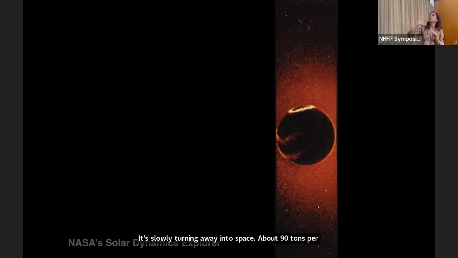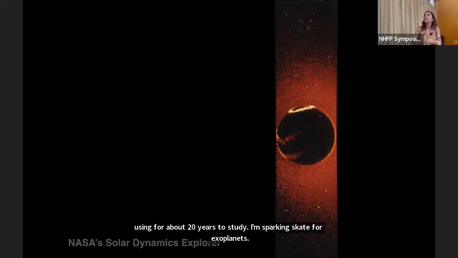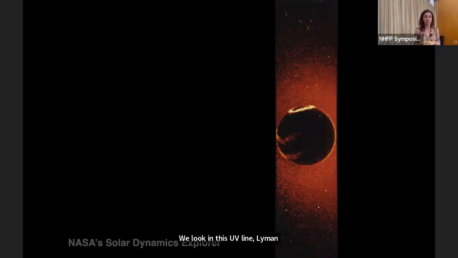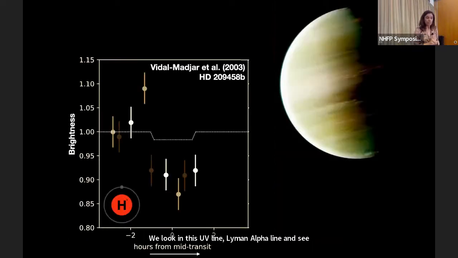But it's strong absorption lines of very abundant species in the upper atmospheres of exoplanets that are really important for studying atmospheric escape. This is essentially the method that we have been using for about 20 years to study atmospheric escape for exoplanets. We look in this UV line, Lyman alpha line, and see extended atmospheres around exoplanets and infer their escape rates. And this happened for the first time in 2003.